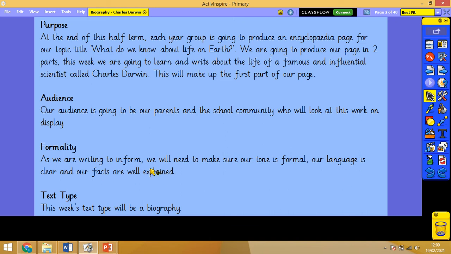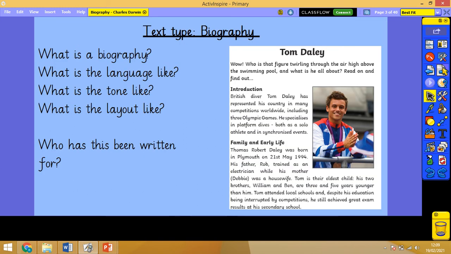Our language is clear. And we are going to be writing a biography. So, text type: biography. If you don't know what a biography is, a biography tells the reader about a famous person or a person who's had particular achievement in life. The language in it is very, very formal. It's also very technical. For example, this biography about Tom Daley is very technical in the sense that a lot of it is about swimming and about the things that are specific to him. And the layout is very much similar to that of a non-chronological report. So it's more or less a report about a person, and they're often written to give information about people.